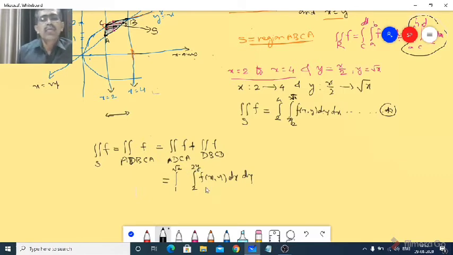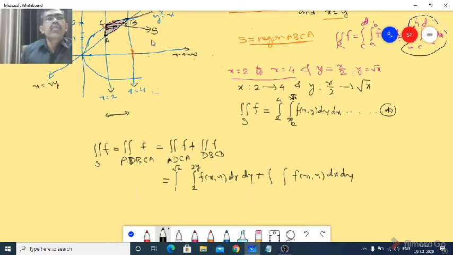X is equal to 2y. So these are the limits of x plus integral. Again here we want these limits with respect to x first and then with respect to y.